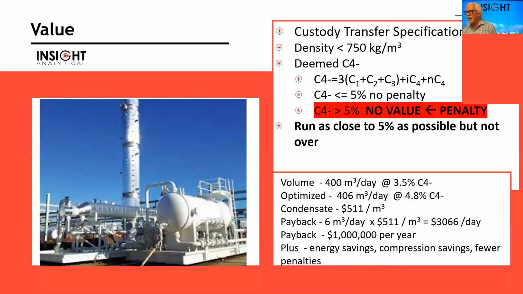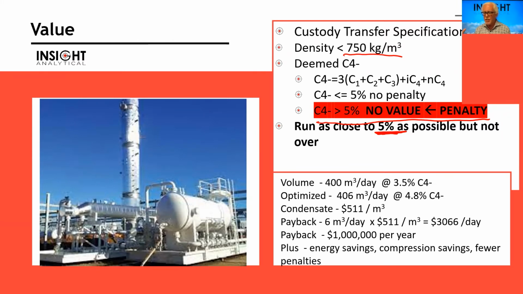So the value that comes in, again, is that in the custody transfer specifications, we're required to be less, or we pay a penalty if we're more than 750 kilograms per cubic meter. And we pay a huge penalty. Every barrel that's produced that's more than 5% C4 minus, we get paid $0. So our goal as a plant operator is to run as close to that 5% as possible, but not over. And the value proposition of putting an analyzer in then is it allows you to do that.